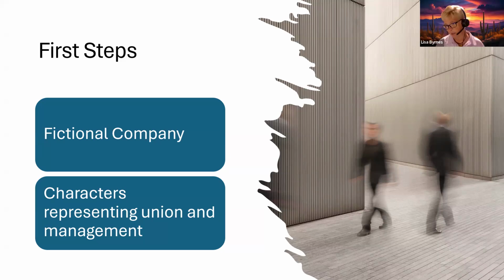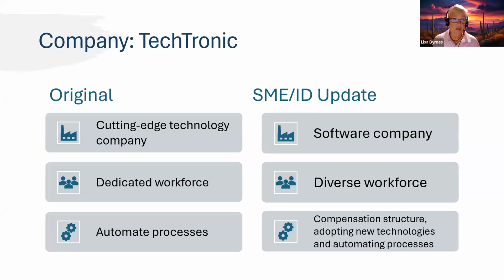The first step was to come up with the fictional company and then the characters that represented both the union and the management. And ChatGPT did a pretty good job right off the bat. The company it came up with was called Tektronic, a cutting edge technology company with a dedicated workforce. The employees wanted to create a union because the company was thinking about automating their processes, and this sparked fears among the employees about job losses and layoffs.